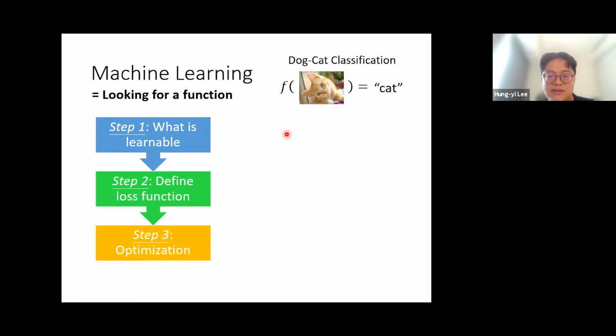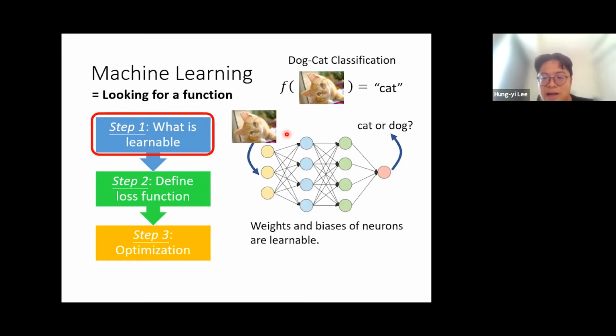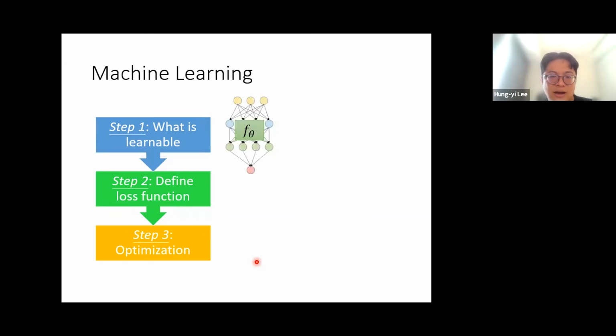The first step is you have to determine what is learnable. So if you want to apply deep learning, you have a neural network and you determine the neural network architecture. So the architecture is not learnable, but the weights and biases of neurons are learnable. In this talk, I use theta to represent the learnable parameters. And those learnable parameters are going to be learned from the data. Then how can we find these learnable parameters?